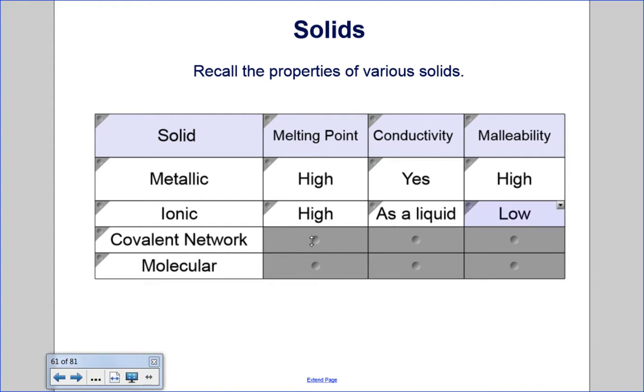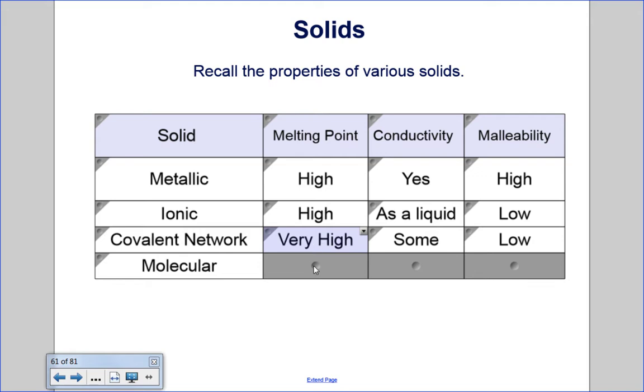Covalent network: again, because of the strong attractions, the covalent bonds connecting all of the atoms together, the melting point will be very high. Think of a diamond. Conductivity: the electrons are completely bound up in the atoms. Therefore, there is some conductivity, but not very much. The malleability is very low, because everything is bonded, and there are no mobile electrons to allow it to bend.